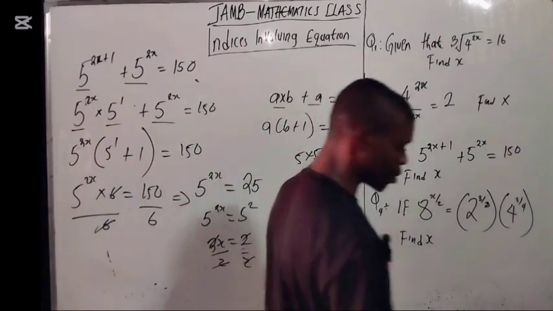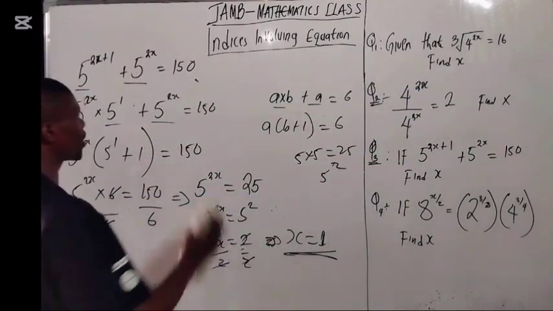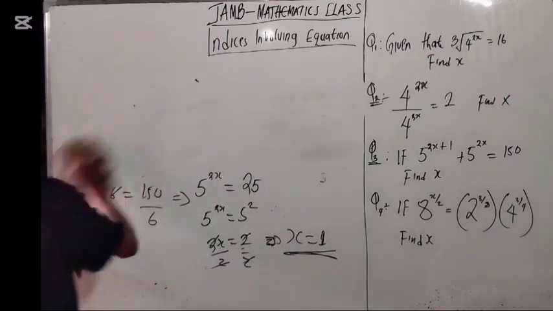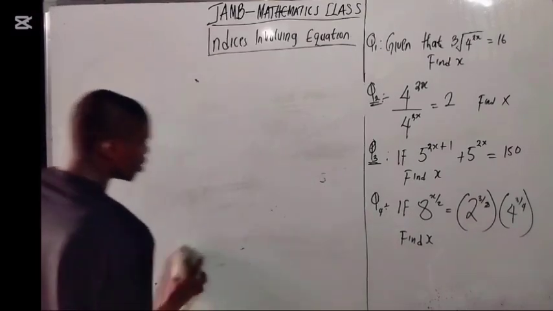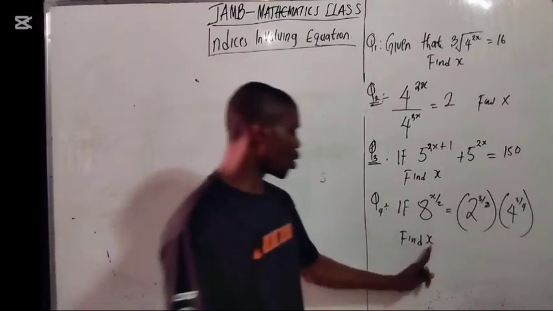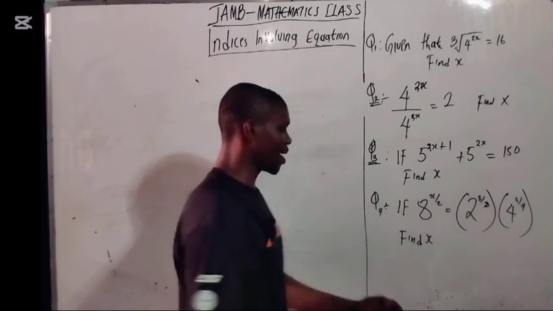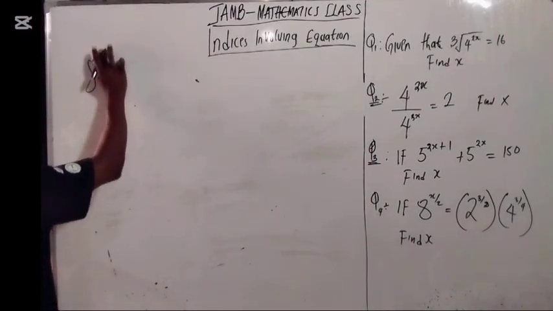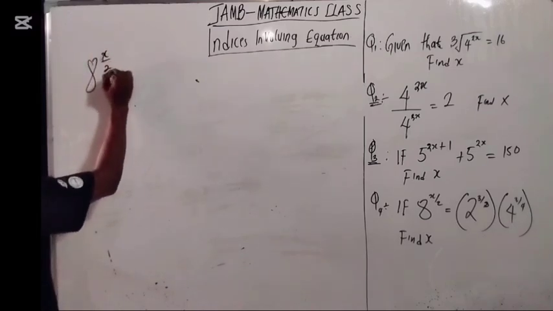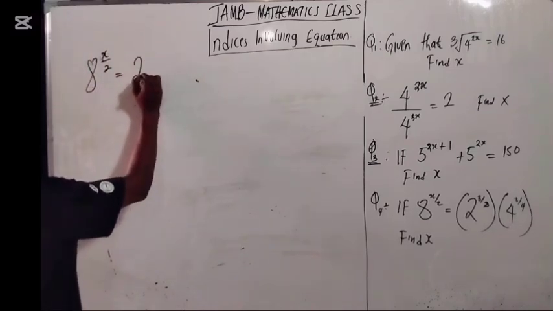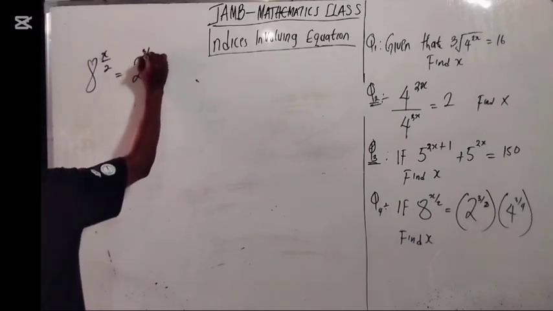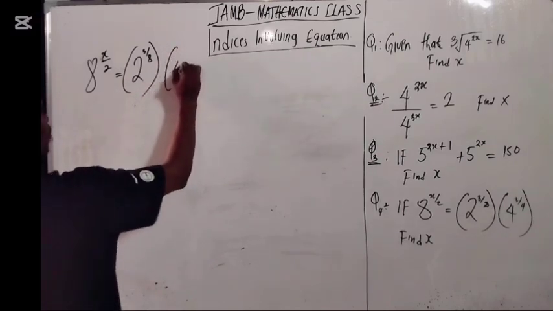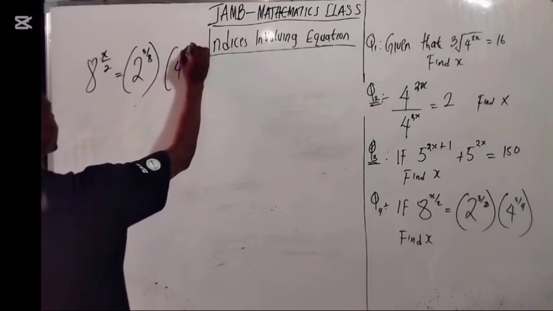So let's look at the last one. If you look at the last one here, they say you should evaluate x. So how do you solve it? Here we have 8 raised to power x over 2 equals 2 raised to power 3 over 8 times 4 raised to power 3 over 4, right?